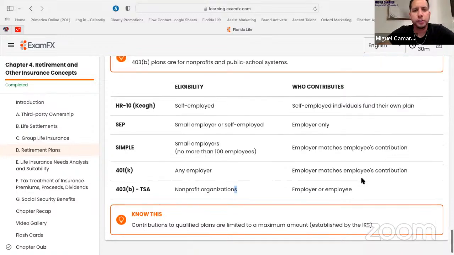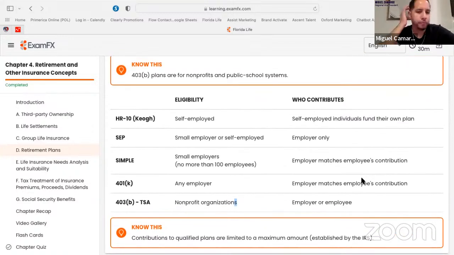All of these accounts are tax deferred growth. Again, that means you invest the money and the money grows tax deferred. So when you pull the money out in retirement years, you'll be taxed on it then. Any questions on this? Let me know when I can move on.